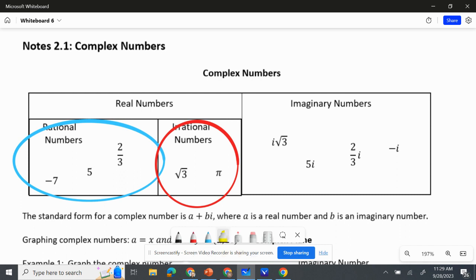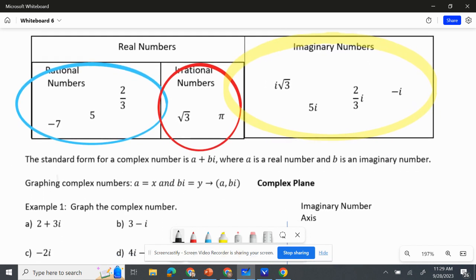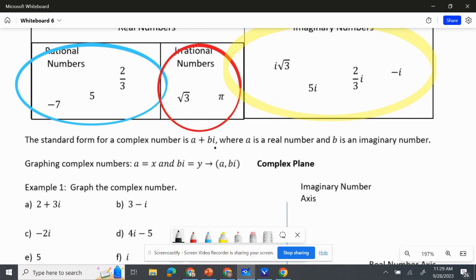And then we're going to look at imaginary numbers. Notice that each of the imaginary numbers has the letter i. The i stands for imaginary number. So that's how we can tell if it's an imaginary number. If it doesn't have an i, it's not an imaginary number. A complex number is a real number and an imaginary number. So when we're looking at the standard form for complex numbers, it is a plus bi.